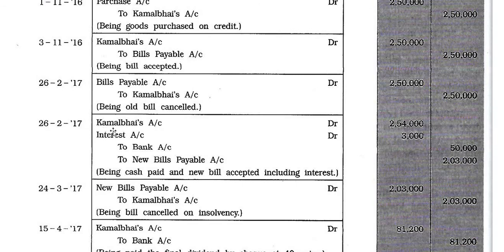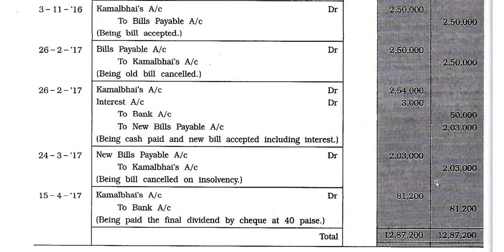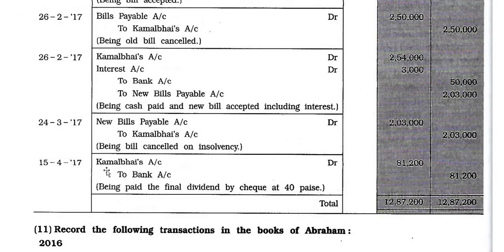26 February 2017, Kamalbai account debit 2,53,000, interest account 3,000, to bank account 50,000, to bills payable account 2,03,000. Here there is a print mistake. Here 50,000 is there. New bills payable account 2,03,000 to Kamalbai account 2,03,000. Being bill cancelled on insolvency. Kamalbai's account debit 81,200 to bank account 81,200. Being paid the final dividend by cheque at 40 paisa.